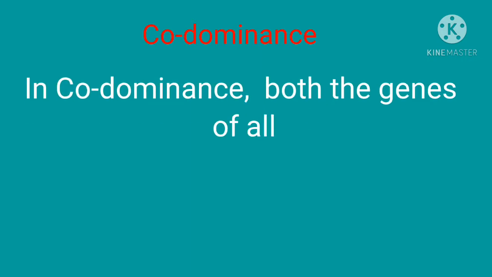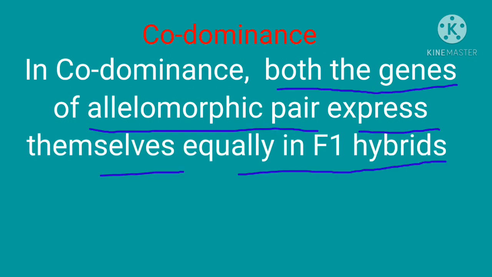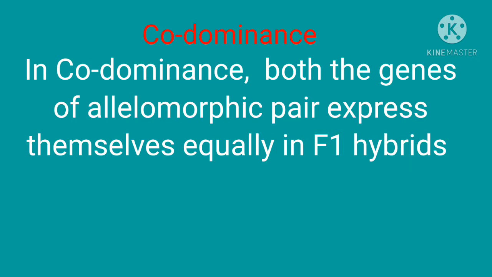Today we will start with codominance. So firstly, see what is codominance. Co in the sense of what? That is both. So here both the genes of an allelomorphic pair express themselves equally in F1 hybrids. Equally, not dominant and recessive here.